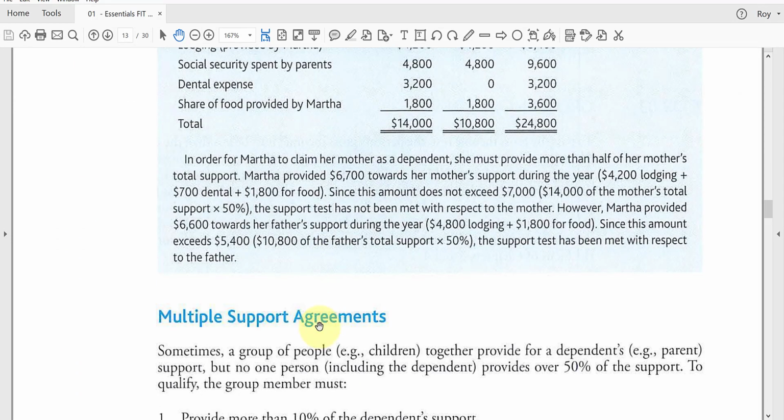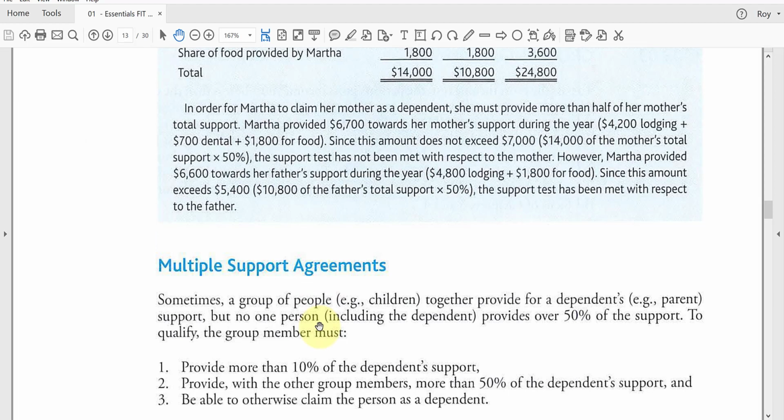If no one person provides more than half of the dependent's support costs, the people that do provide the support can get together and agree among themselves using this rule and have one of the taxpayers considered to be paying more than half the support costs, meeting this test.